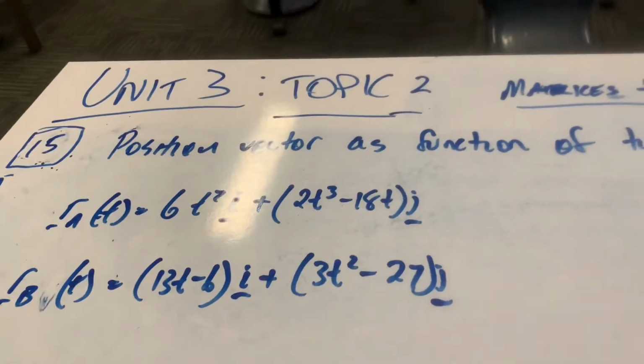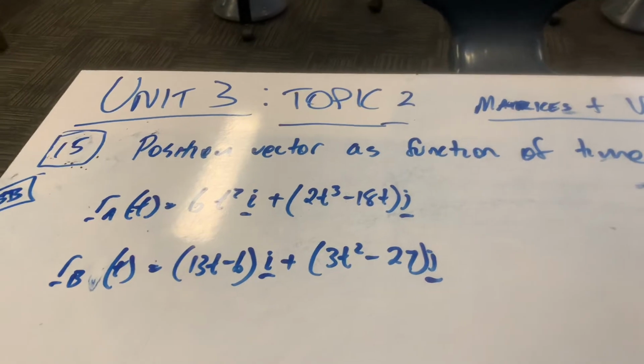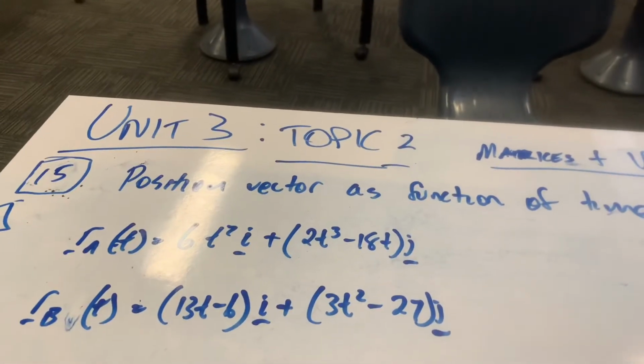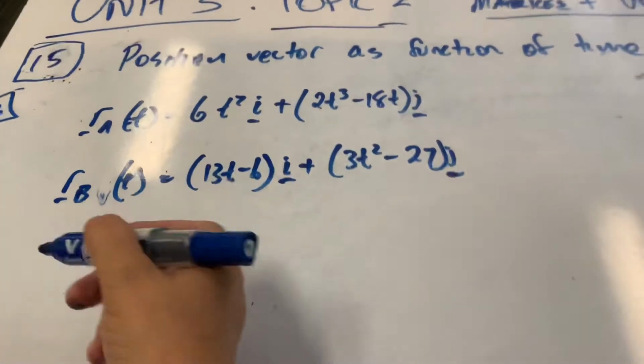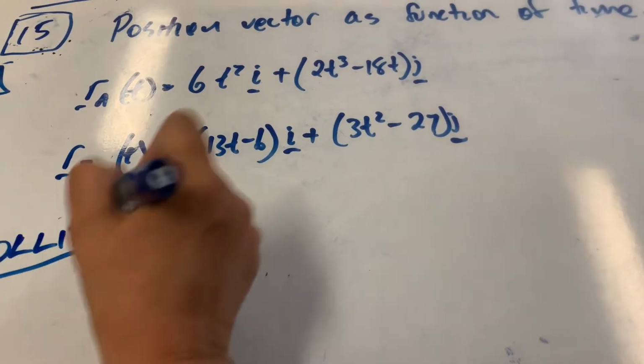All right, Unit 3, Topic 2, matrices and vectors, position vectors as a function of time. We're looking at two particles, particle A and particle B, and we're given their position as a function of time, and we're looking at when they collide. So this is one of those collision questions.